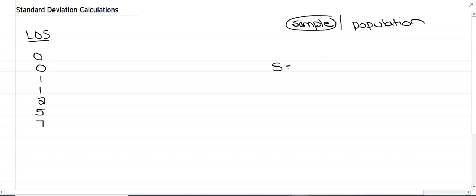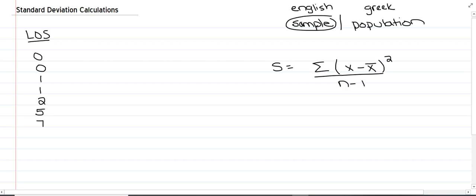So you have S for sample, and it is important to note here that we're using an English letter S. So we use English letters when we're doing samples, and we're going to use Greek lettering for populations. And when we do technology, you'll see the difference on those. So for the formula, we're going to do the sum of x minus x bar squared over n minus 1, and then we're going to take the square root of the whole thing.